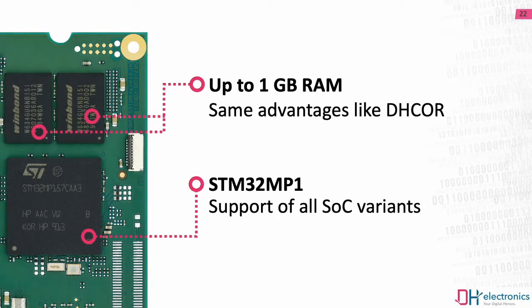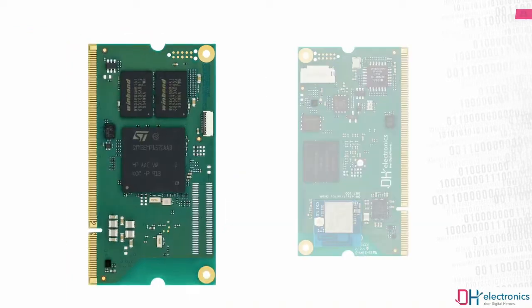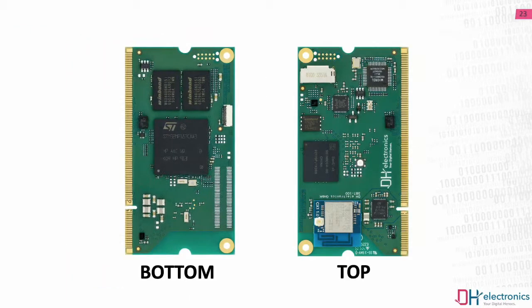Just like on the DH core, also the DHCOM comes with up to 1 GB of DDR3L memory. And of course, we're also having the same advantages which go hand in hand with a 2-chip design here. And regarding the SoC itself, we're also supporting all variants, just like we do on the solderable DH core. And this also includes all the updated 800 MHz variants. So this is the bottom side of the board. Let's continue on the top side of it.